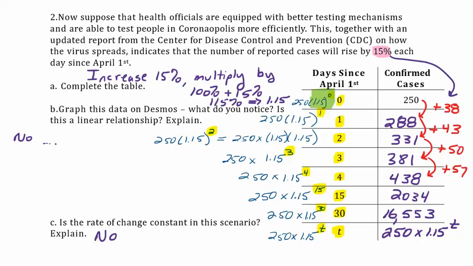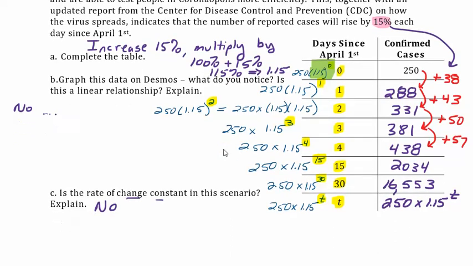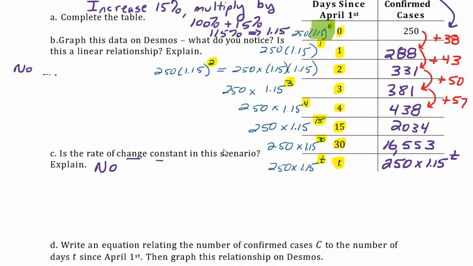And if the day before's number is bigger, keeps getting bigger, then these increases are going to keep getting bigger as well. So we do not have a constant rate of change. It's actually increasing.